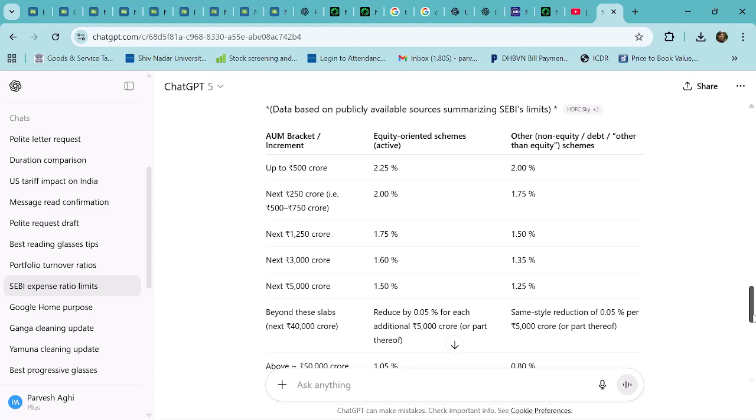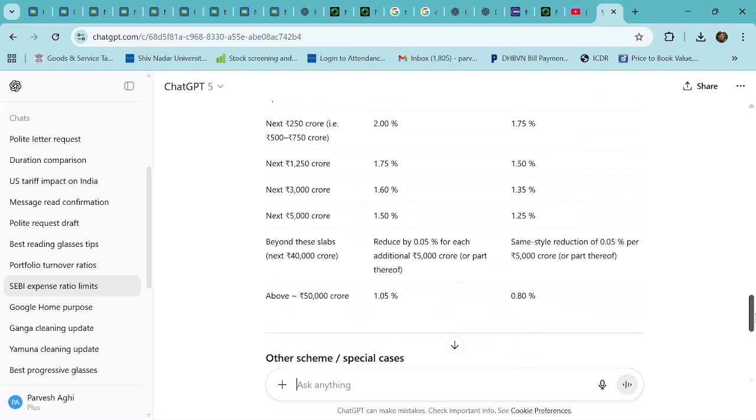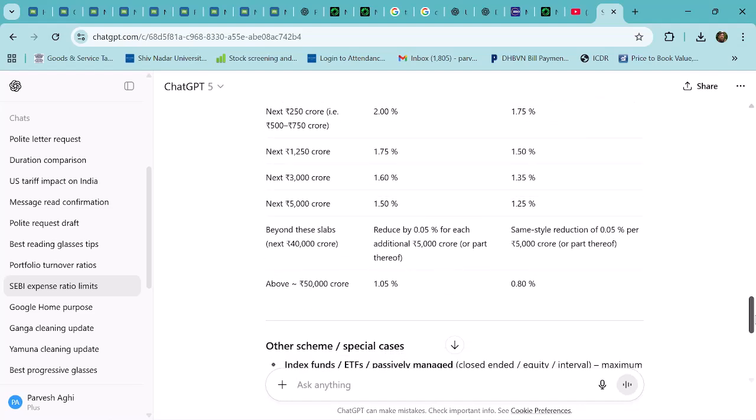So then for non-equity, how much is it? 2%. Okay. So that means for debt and others it is 2%. For equity it is 2.25. As the fund size grows, the expense ratio also drops, as you can see. So for any fund which is above 50,000, what is the expense limit?